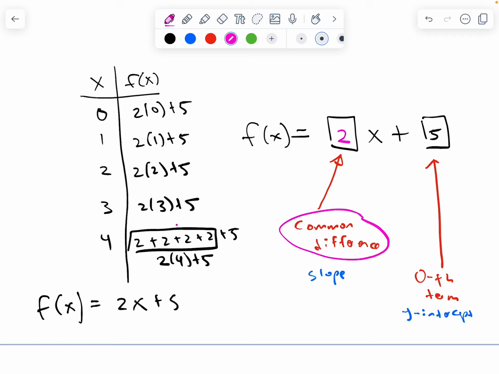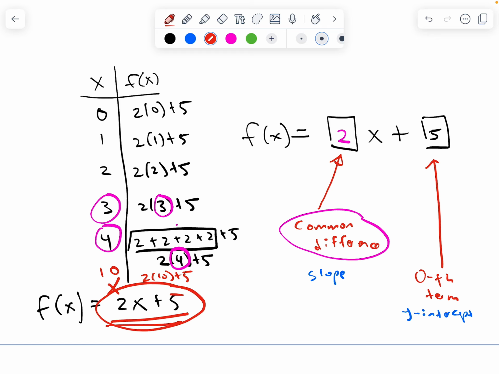So you'll notice something. To get the 4th term, it's 2 times 4 plus 5. To get the 3rd term, it's 2 times 3 plus 5. So if I wanted to skip and get the 10th term, it's going to be 2 times 10 plus 5. If I wanted to skip down further and get the xth term, then it's going to be 2 times x plus 5. So that's where that equation comes from.